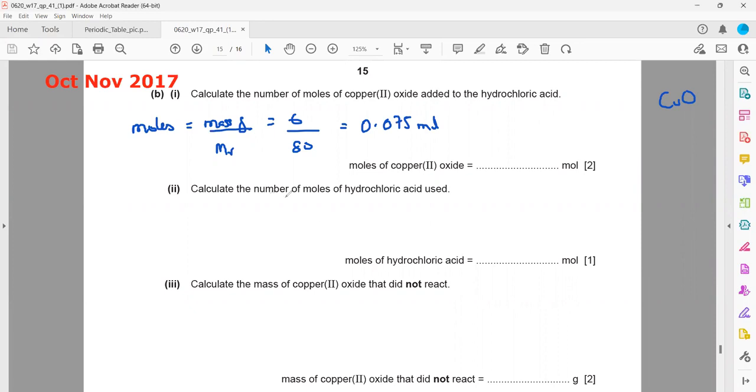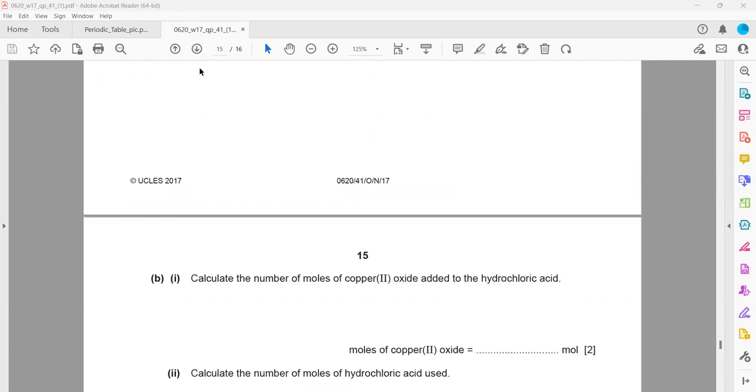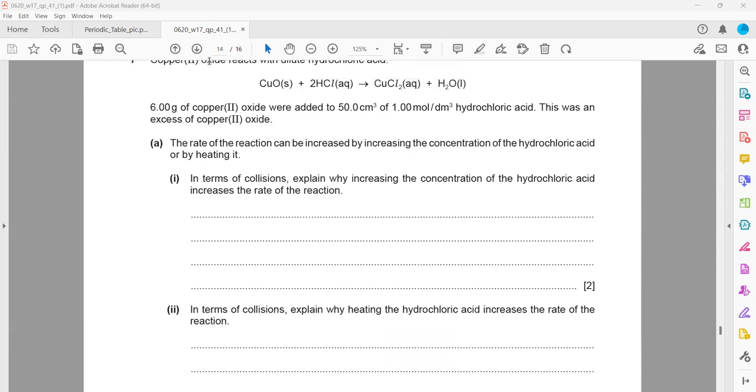The next, calculate the number of moles of hydrochloric acid used. Here we have to use concentration into volume. Why do we use concentration into volume? Why did we not use a ratio? Because in the question about the hydrochloric acid, we have both the volume and the concentration. That's why we did not take the ratio. If nothing was given or incomplete information is there, we will use a ratio.